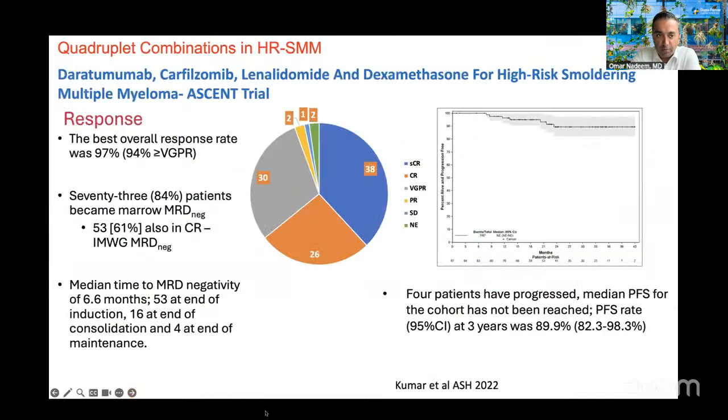What about quadruplets? As I mentioned, this is the way we treat myeloma currently, when patients come in. So this trial, the ASCENT trial, looked at the daratumumab, carfilzomib, lenalidomide, dexamethasone regimen, so DARA KRD. The trials I just went over were KRD. This just adds the daratumumab to it. And again, high response rates, high MRD negativity rates. This was updated 3 years ago. And overall, the results looked preliminarily pretty good at that time. And we look forward to follow-up of this study.